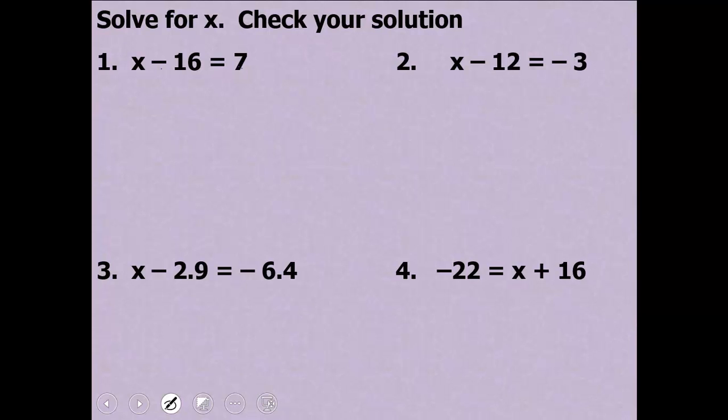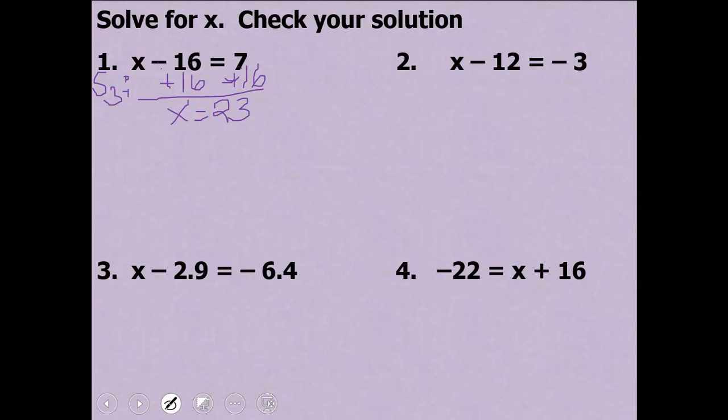So now I'm going to look for step 3. Do I have any non-variable terms that I need to move to the other side, away from my letter? Yes, I do. So we need to pick up here with step 3. I'm going to add 16 to both sides. Notice that I'm adding the opposite. This is a negative 16. I'm adding the opposite. And I get x is equal to 23.